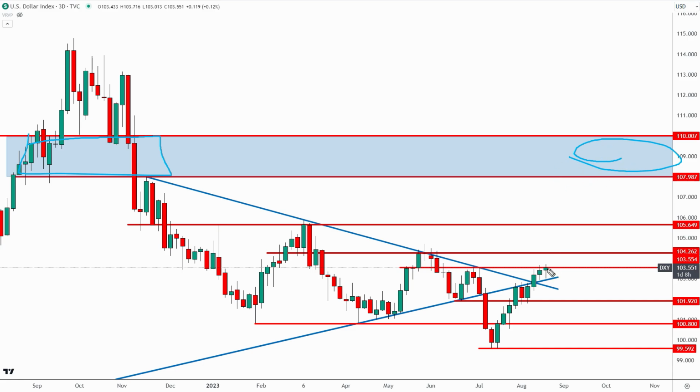Now, it's not going to be a straight line. We are likely to see a lot of chop through here, especially with the summer months. But again, I do think that with this reclaim, the push up toward 109 to 110 over the coming months is likely for the DXY.